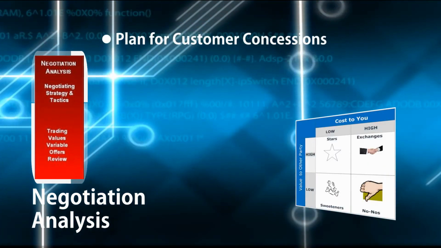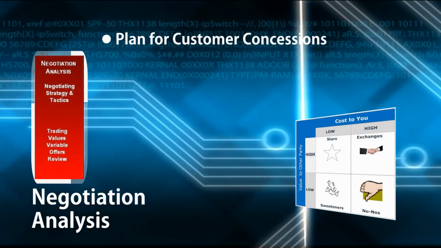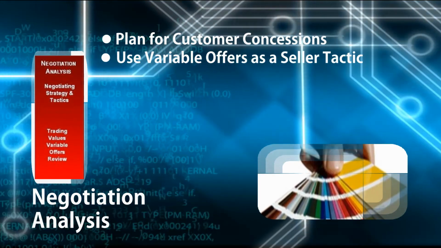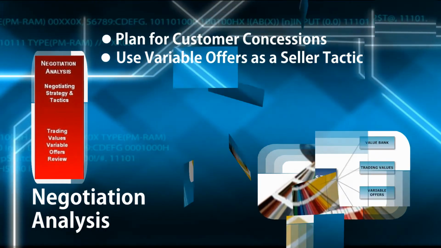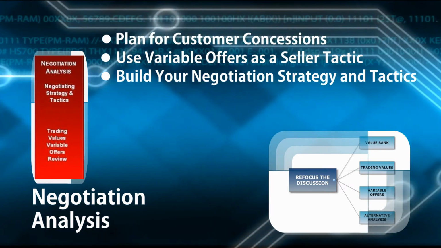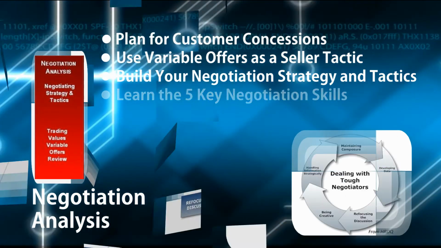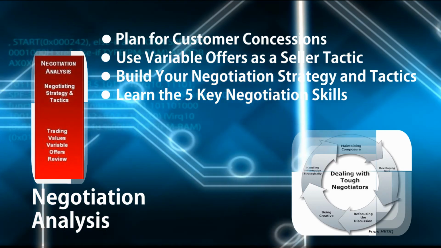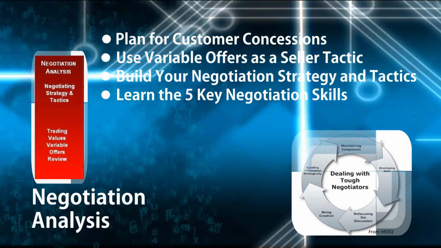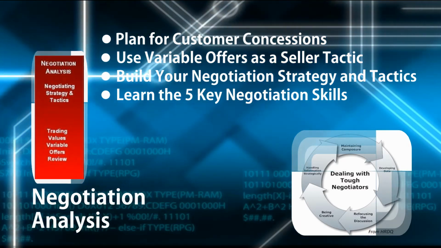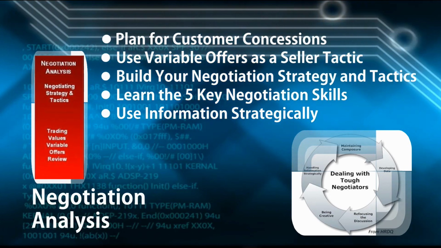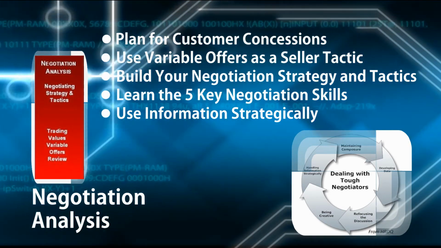You look at key concepts and how to plan for customer concessions. You look at how to construct variable offers as a prime seller tactic to counter discounting pressure and use the tools to build your negotiation strategy and tactics in readiness for negotiations. Five key skills form the basis of your ability to prevail in negotiations. From the data you have developed throughout your analysis and value conversations, you learn how to use the information strategically in the preparation and execution of your negotiating strategy.